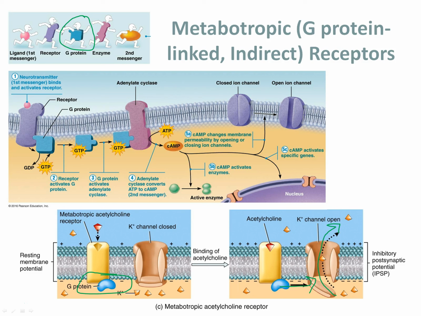We can also use that G protein, as you see in the middle figure, to activate an enzyme, adenylate cyclase, and create our second messenger, cAMP. cAMP can then go to an ion channel and open up that ion channel so ions can move through. Depending on the cell, we can open ion channels, close ion channels, and therefore may create an excitatory or an inhibitory postsynaptic potential.